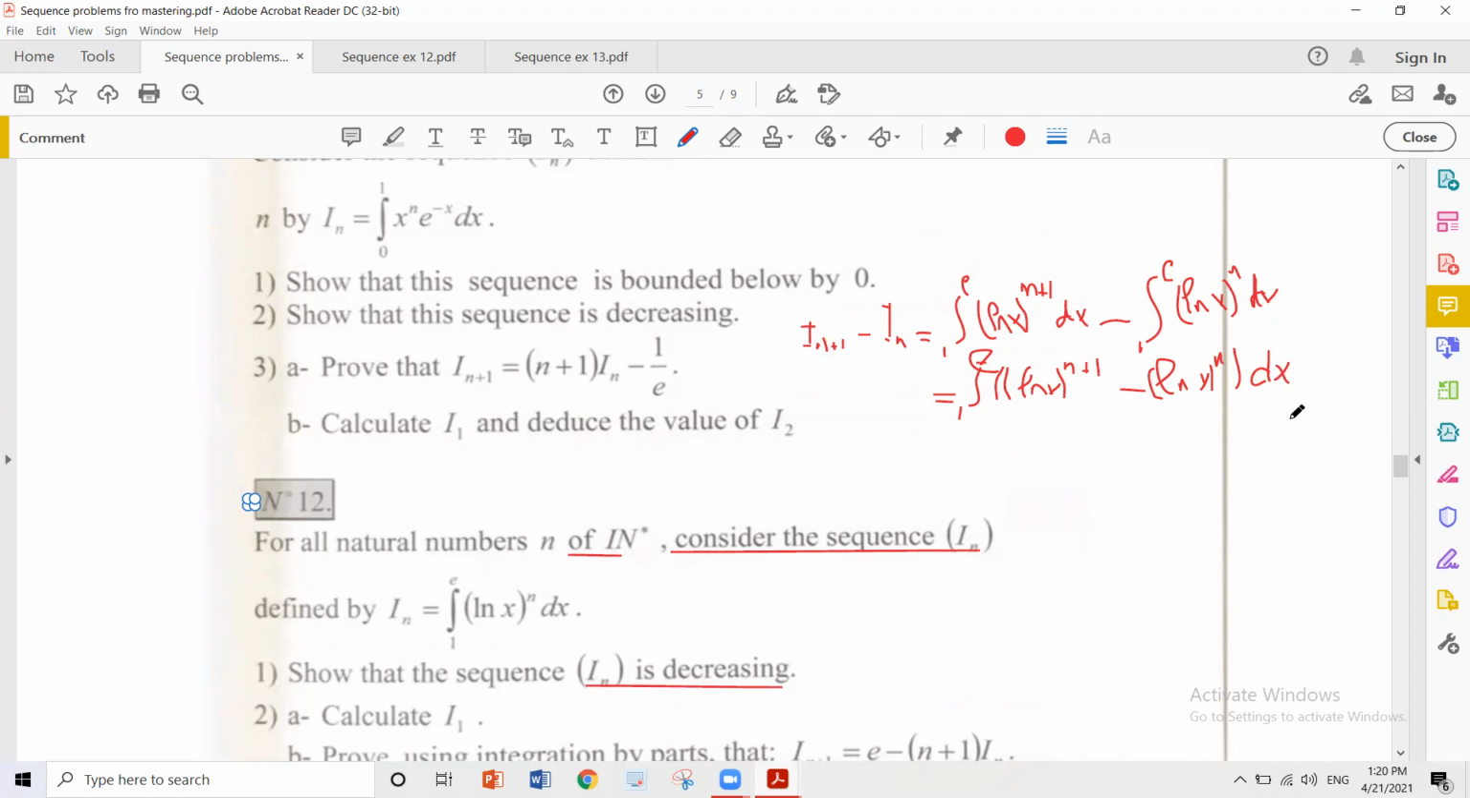Then what do I do? I factor out the common term: integral from 1 to e of (ln x) power n times (ln x minus 1) dx. How to prove this integral is negative?